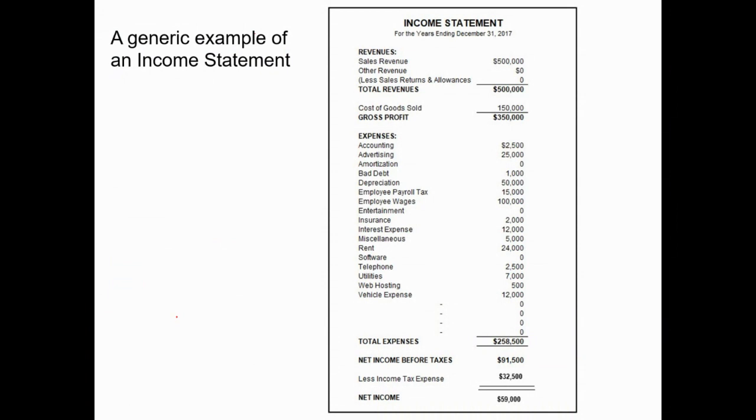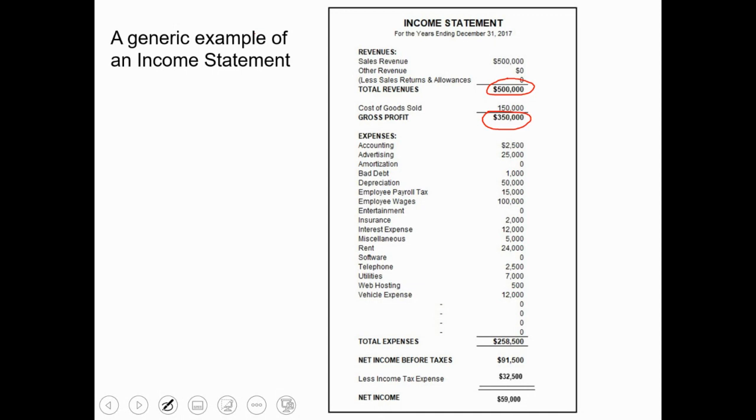So this company has total revenue of $500,000, which is right there. And their cost of goods sold, which represents all their variable expenses, is $150,000. So they can calculate their gross income or gross profit as being $500,000 minus $150,000 would equal the gross income of $350,000, which is right there.